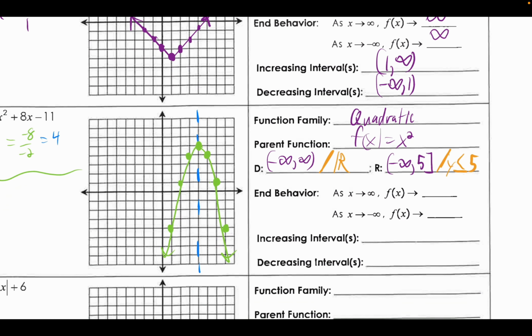Back on the quadratic, the end behavior for both left and right is that we're going to negative infinity. It's going down forever regardless of whether we're going left or right. And the increasing interval is from the left to the vertex, which is negative infinity, 4. And the decreasing interval is from 4 to infinity. There we go.